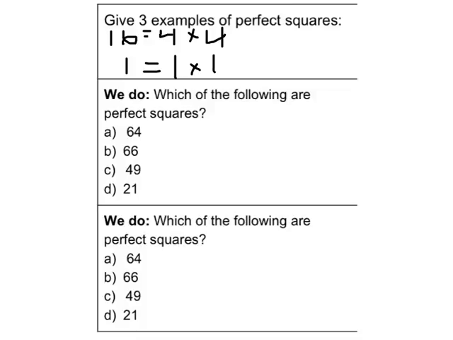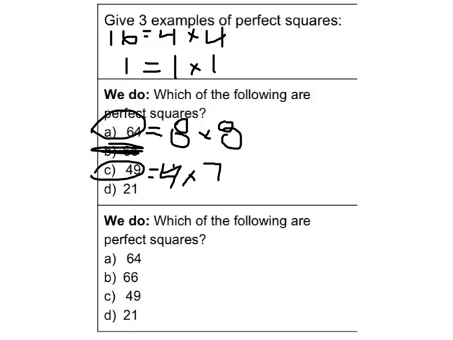The second problem says which of the following are perfect squares. I'm going to look at my worksheet from yesterday or at the back of the worksheet today, because all of those are examples of perfect squares. So 64 is a perfect square because it can be written as 8 times 8. Is 66 a perfect square? Nope. 49 is a perfect square because it can be written as 7 times 7. So A and C. 21 is not a perfect square because it can't be written as 2 numbers multiplied by themselves.